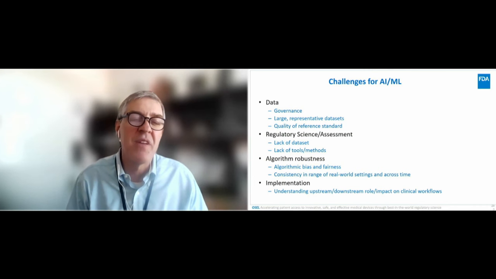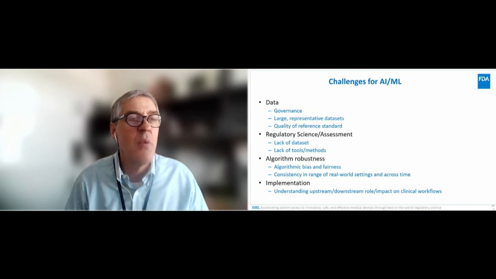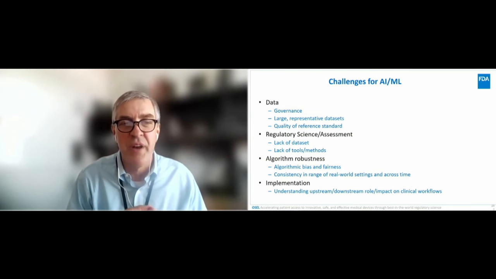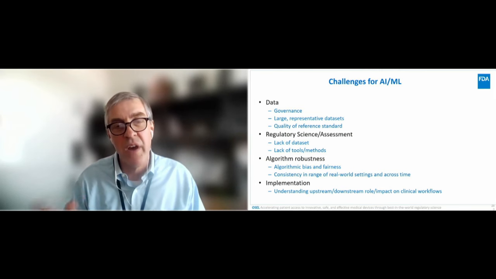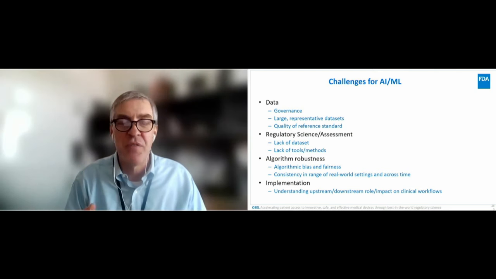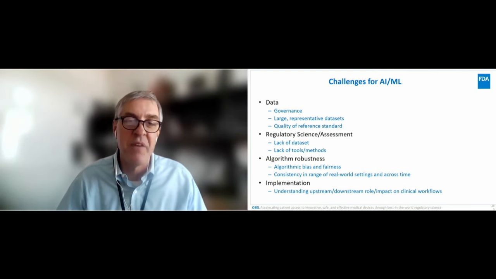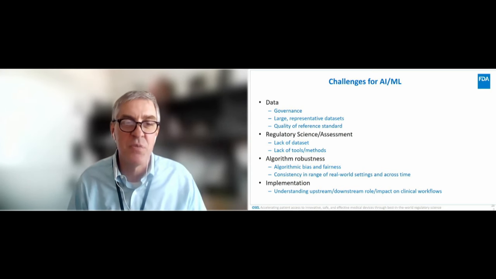Some things that people don't consider as much are the consistency in the range of real-world settings. We can have a lot of different real-world settings in pathology, and AIML might perform quite well in one setting, but not quite as well in other settings. And the same thing happens over time. Clinical practice can change over time, where the data input to the AI might change over time, and therefore the AI performance may vary as well. And so having ways of actively monitoring and dealing with those types of issues is really an important aspect of the robustness.